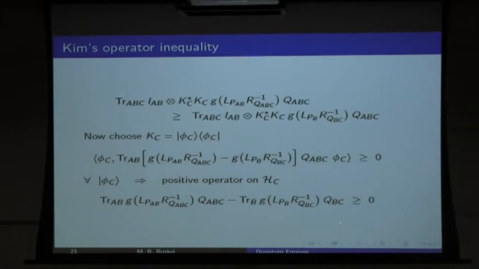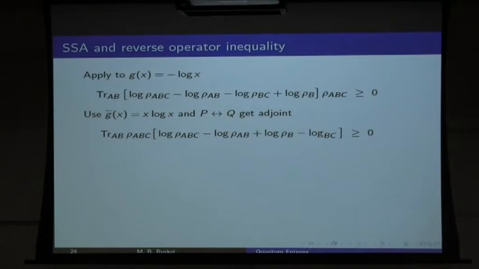And so you have this very general operator inequality for convex operator functions. And you apply it the way I did it. I use g of x equal to minus log x. And you get this operator version of strong subadditivity. If I had used x log x and interchanged the roles of P and Q, that is equivalent to getting the adjoint. And since this is a positive operator, of course, its adjoint is also positive. But you can also get this inequality simply with the rho_ABC on the other side the same way.